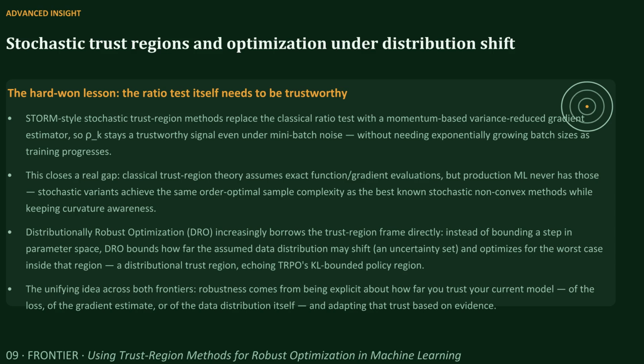The second frontier is distributionally robust optimization, or DRO, which borrows this exact same framing at the level of the training distribution itself. Instead of bounding a step in parameter space, DRO defines an uncertainty set, a trust region over distributions, and optimizes for the worst case within that set. Philosophically, that's identical to TRPO bounding KL divergence over policies, the same trust region logic, one level of abstraction higher. The unifying idea across both frontiers: robustness comes from being explicit about how far you trust your current model, of the loss, of the gradient estimate, or of the data distribution itself, and adapting that trust based on evidence.